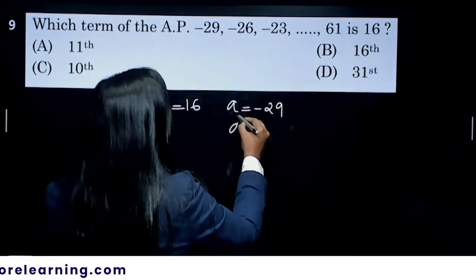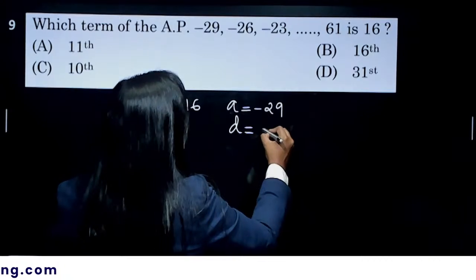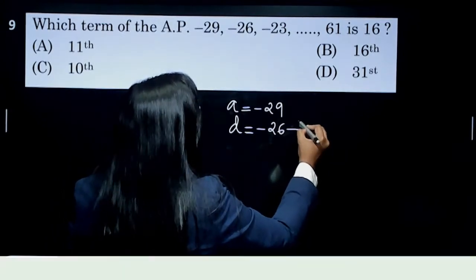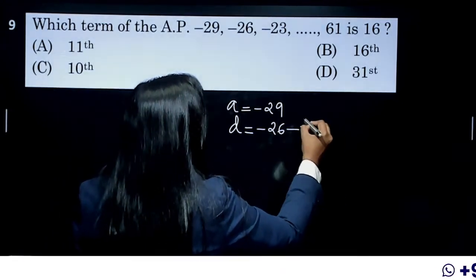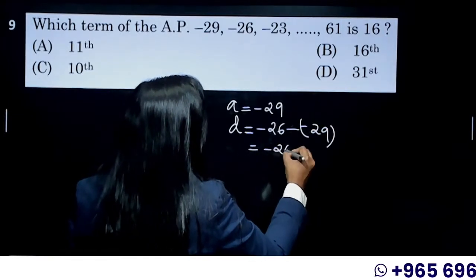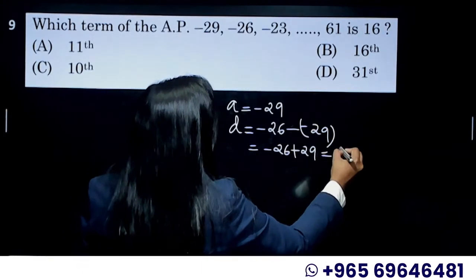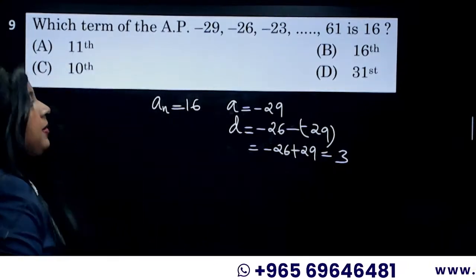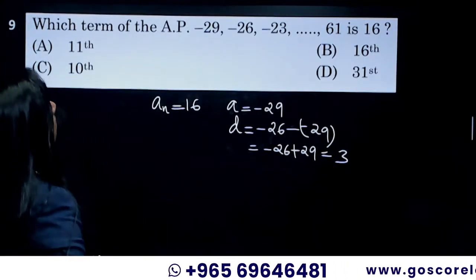And what is d? d is equal to a2 minus a1. That is negative 26 minus negative 29, that is negative 26 plus 29, which is going to be 3. Okay. And the question is 16.